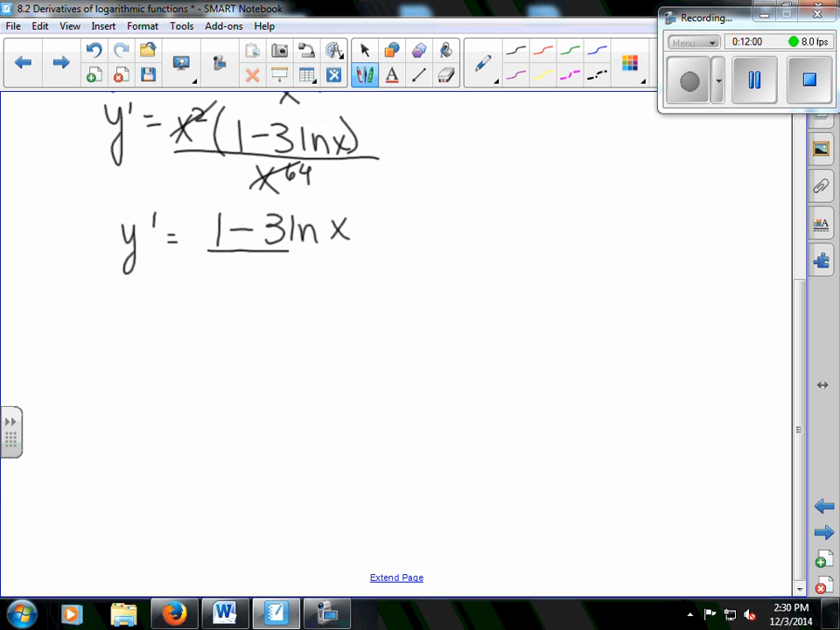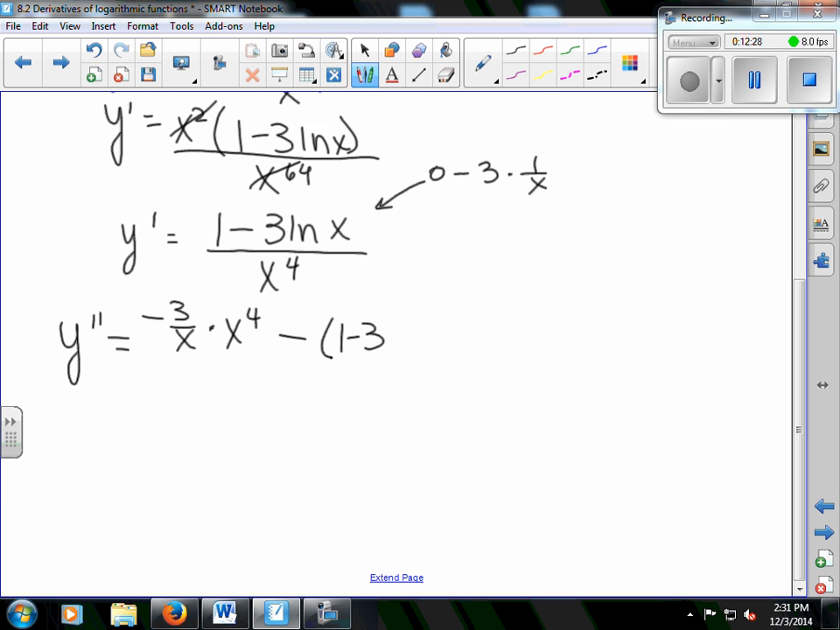I would tell you to do this by yourself, but I think I shocked you yesterday with the second derivative, so I'll do this one for you again. All right, my second derivative is the derivative of the top. Now, if my top is f, then what's the derivative of this? Well, the derivative of 1 is 0, minus 3 times the derivative of the natural log of x, which is 1 over x. So this is negative 3 over x times the bottom, minus the top, no derivative, times the derivative of the bottom, all divided by the bottom squared.